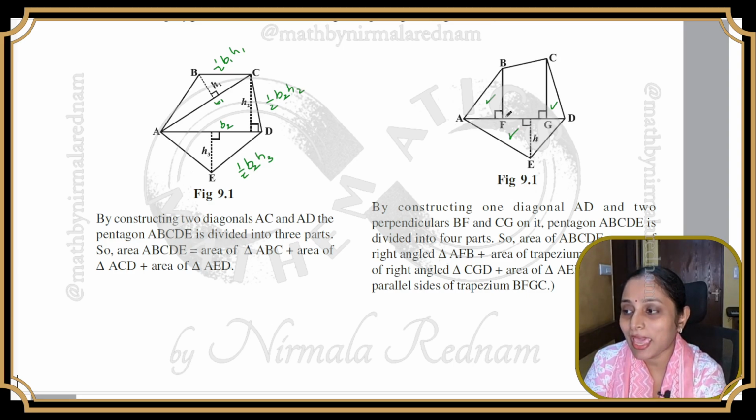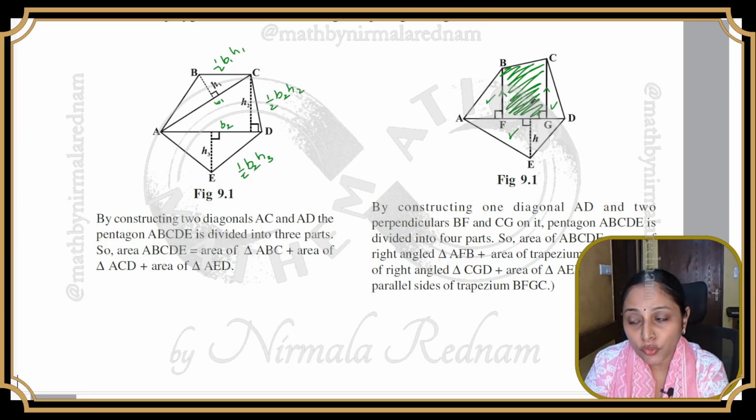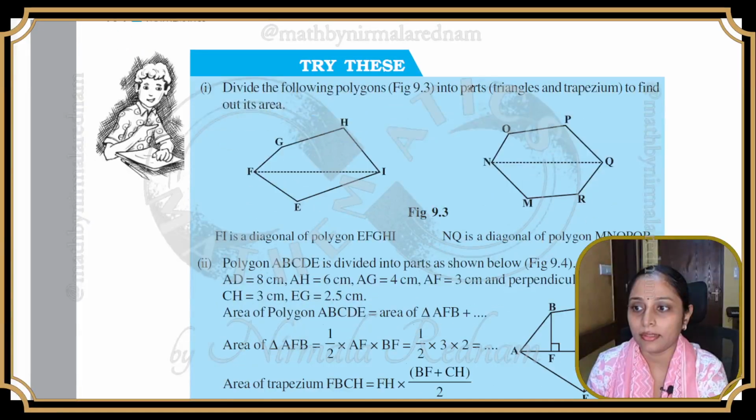If you look at this, FGCB, okay? So I'm talking about this figure. You can see that this is nothing but a trapezium. What is a trapezium? A quadrilateral with one pair of parallel sides. So what are the parallel sides here? FB is parallel to GC. So half h into (a plus b) is the formula for the area of a trapezium. If I know the perpendicular distance between these two parallel sides and the lengths of BF and CG, I will be able to find the area of this trapezium. So that is the approach that we are looking at here.